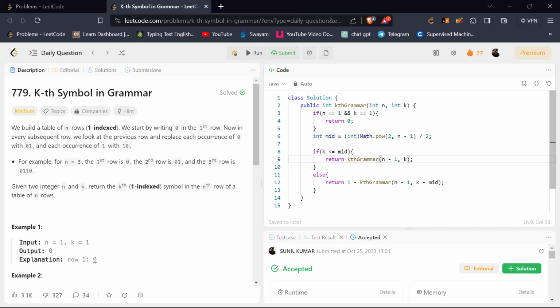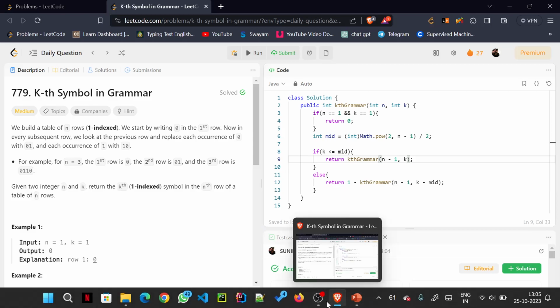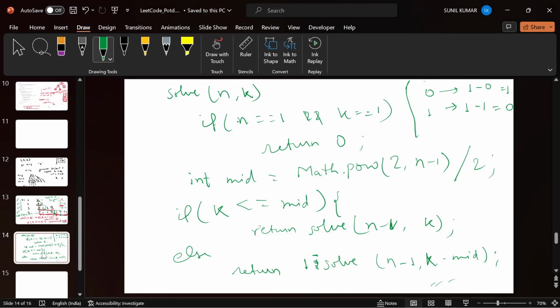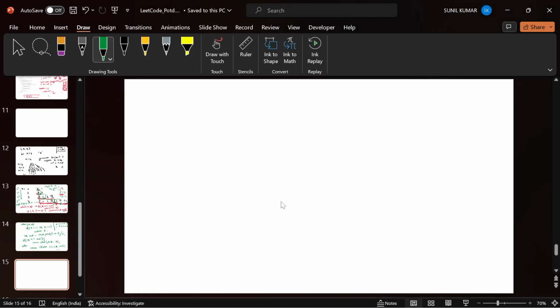So in the worst case, n runs n times. So our code runs n times. Why? Because if n equals 5, then first we go to n equals 4, then 3, then 2, then 1, and so on. So its time complexity will be big O of n. And what about its space complexity? We don't use any extra space, so its space complexity will be big O of 1. So our time complexity of this code will be big O of n, and the space complexity will be big O of 1.